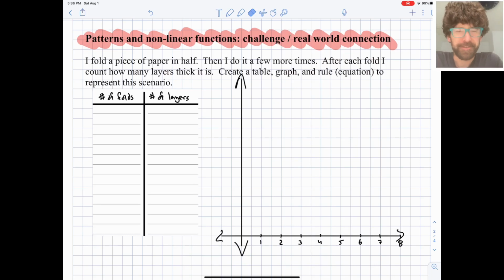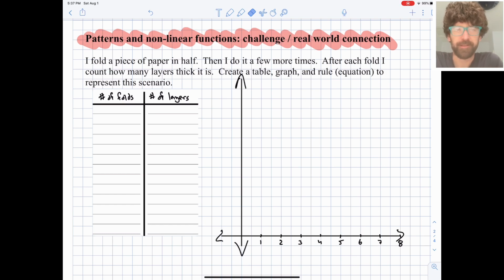All right, we're going to keep going with our work on patterns and nonlinear functions, looking at a challenge in a real-world connection problem. This problem is one of my favorites because it's really counterintuitive, and it connects to something that you could easily model in the real world really simply with a piece of paper. So here's the scenario. I fold a piece of paper in half, and then I do it a few more times. After each fold, I count how many layers thick it is. And our task is to create a table, a graph, and a rule or an equation to represent this scenario.